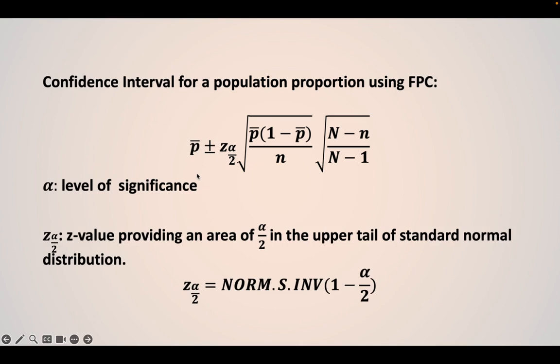What is Z alpha divided by 2? Z alpha divided by 2 is a Z value providing an area of alpha divided by 2 in the upper tail of the standard normal distribution, and you can find that in Excel by this function. Then, after finding Z alpha divided by 2, I need to find the standard error of the sample proportion: P bar, the sample proportion, times 1 minus P bar, divided by n, where n is the sample size. Then multiply by FBC.